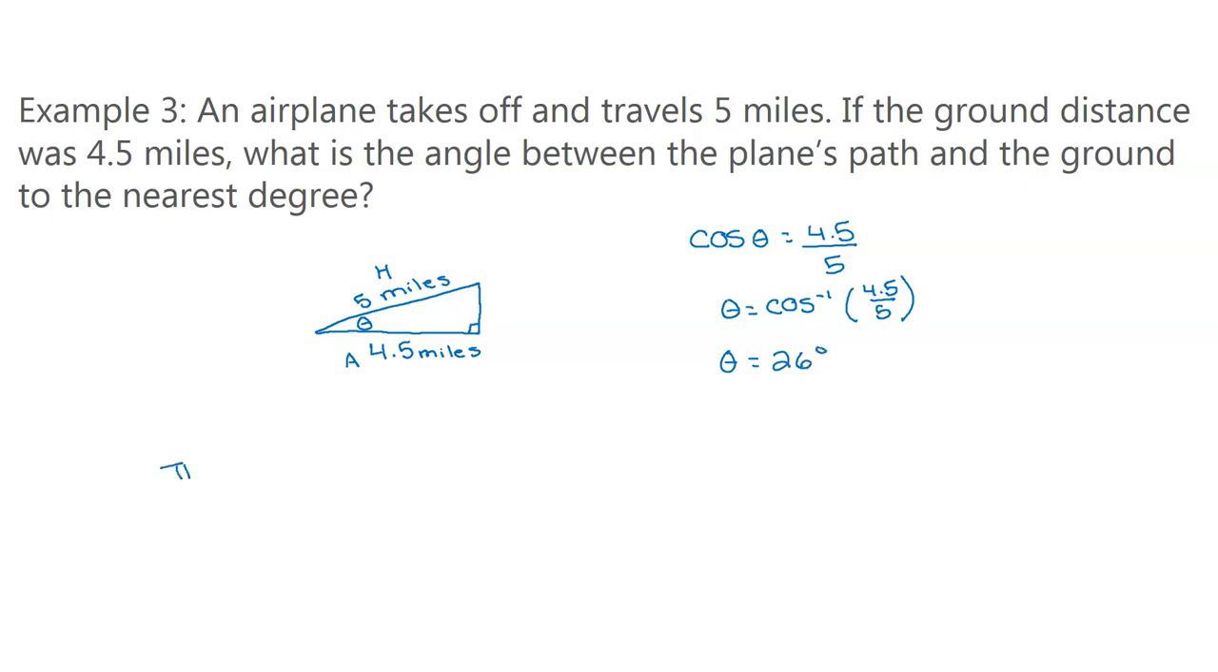So we can say that the angle between the plane's path and the ground is 26 degrees.